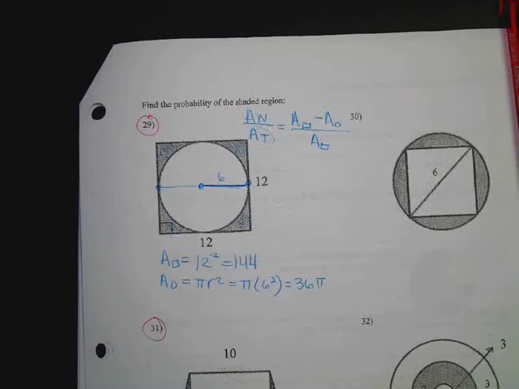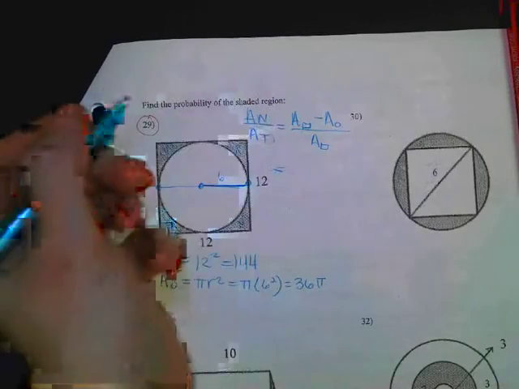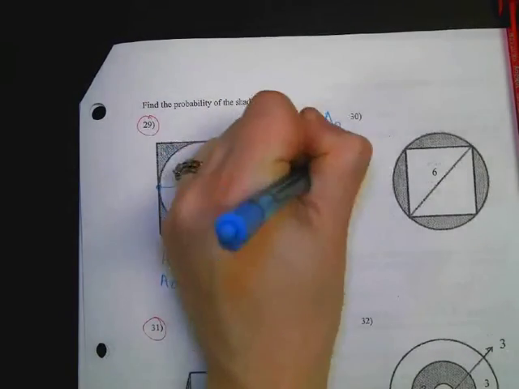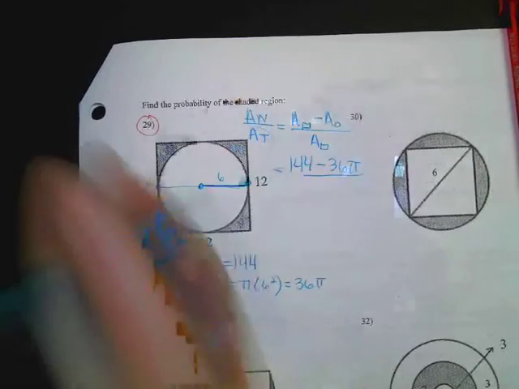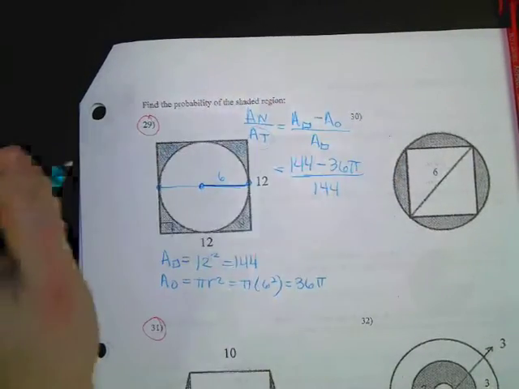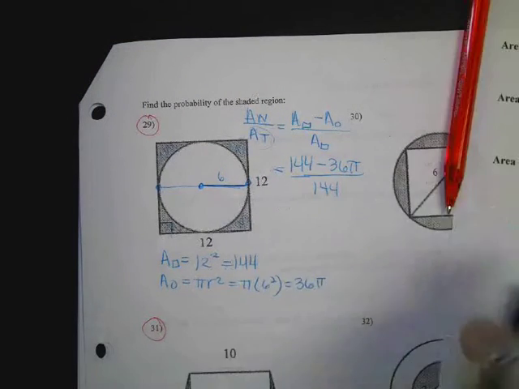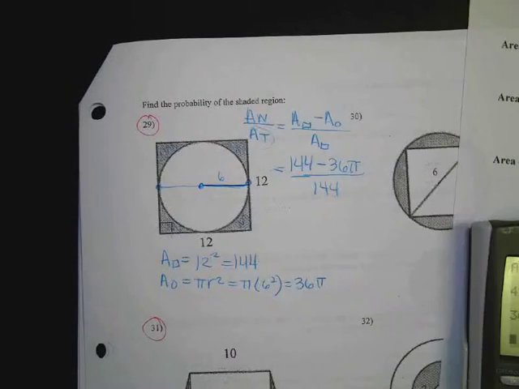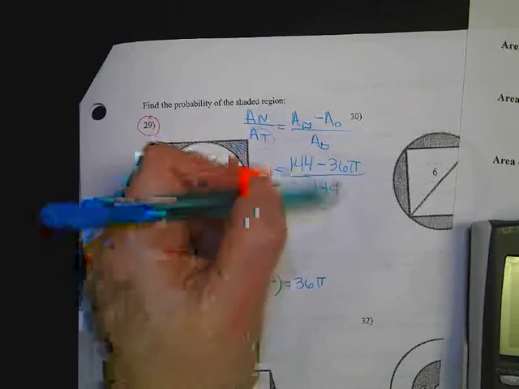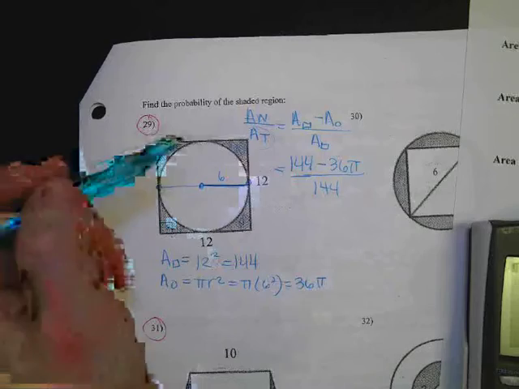We'll just leave it as that so we can plug it in and not get messy numbers. So now if I want my probability, I'm going to take the area of the square, subtract out the 36 pi, which is my circle, and divide it by 144, which is the area of the square. Remember with these, we want our answers in fractions or in percents. Because we're going to get janky fractions, you want to make sure you do percents on these geometric area ones.